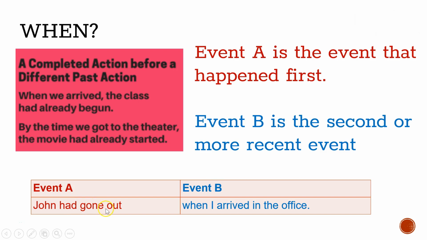John had gone out when I arrived in the office. In this case, John had gone out first before I arrived in the office. Although both events took place in the past, event A took place in the further past. Thus, event A uses the past perfect. Let's look at the other example sentence over here. When we arrived, the class had already begun. That indicated that the class began first before we arrived.